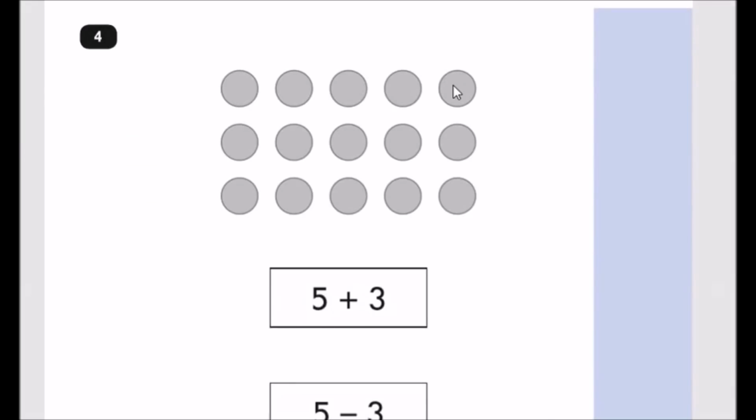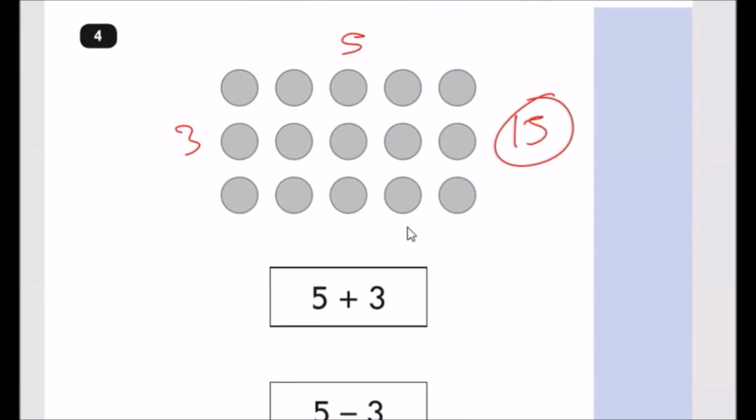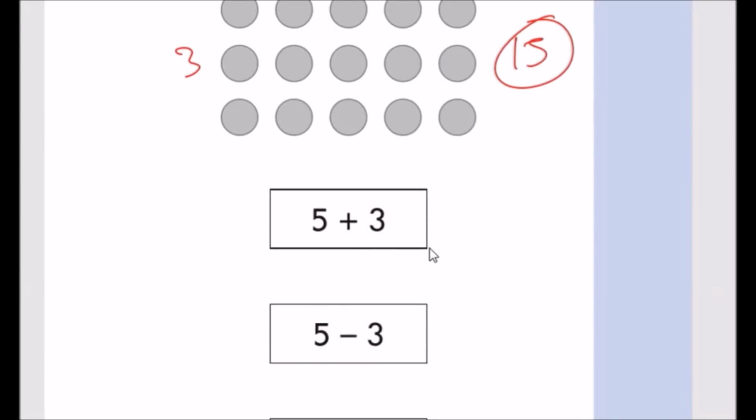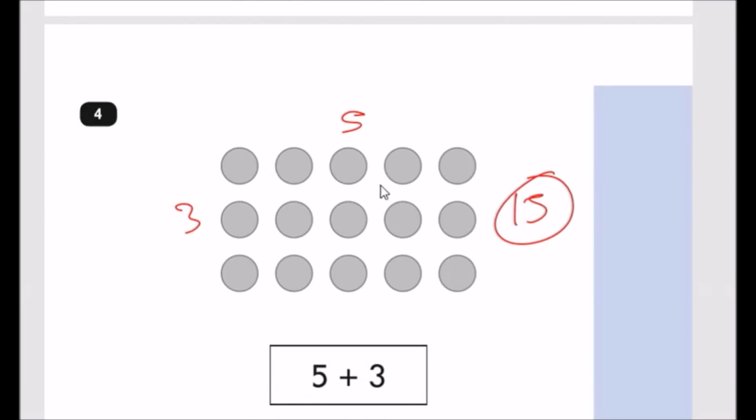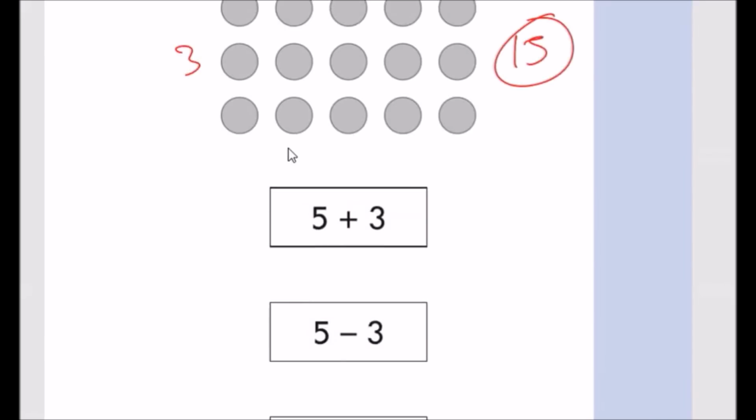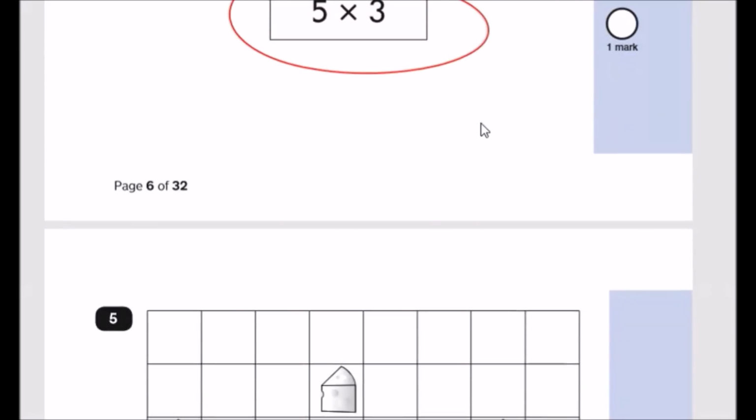So we got 5 across, 3 downwards, and it looks like we have a total of 5 by 3. So if you were to count this, 5, 10, 15, you'll end up with 15 in total. So there's 5 here and 3 this way. Which sum explains this? Well, 5 plus 3 means you're adding 3 more, so it cannot be 5 plus 3. It cannot be 5 take away 3 because then we'll have 2 left. It cannot be 5 add 5, but it will be 5 times 3 because that gives you 15. And this means 5 by 3, so 3 sets of 5 or 5 sets of 3. Anyways, that's it for this one.